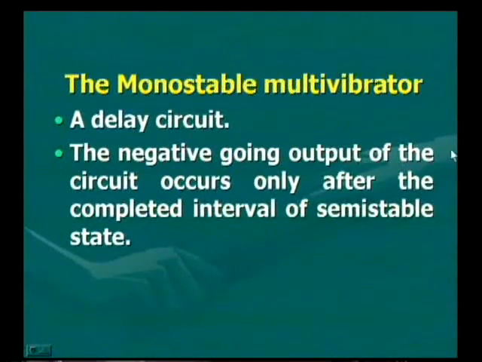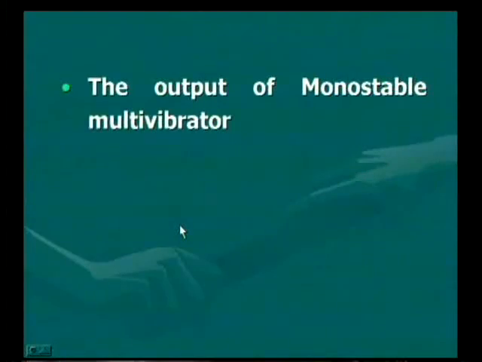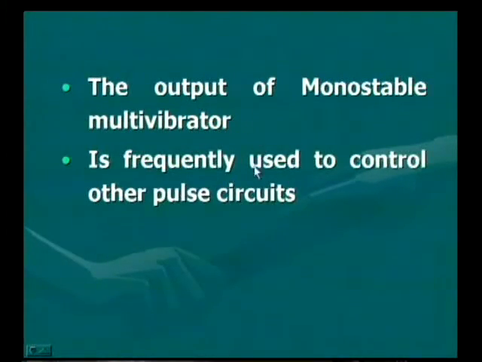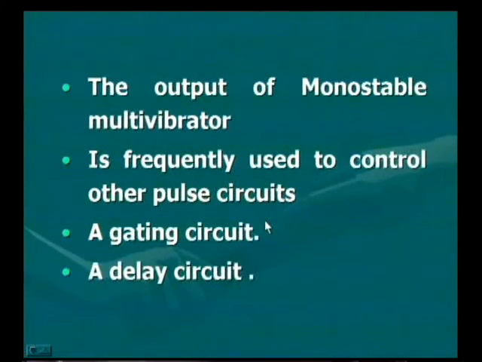So the negative going output of the circuit occurs only after the completed interval of the semi-stable state. That's why the monostable multivibrator output is a rectangular one, which is frequently used to control other circuits. So it is also called a gating circuit. So it's a delay circuit as well as a gating circuit.